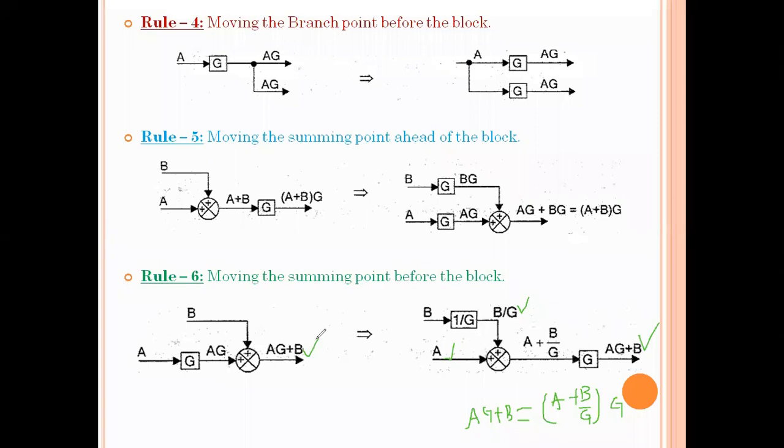So if we want to move the summing point from this point to before the block, then we must add a block which is the inverse of this gain. Okay, so this is how we can shift the summing point before the block, which is rule number 6. Coming to rule number 7.